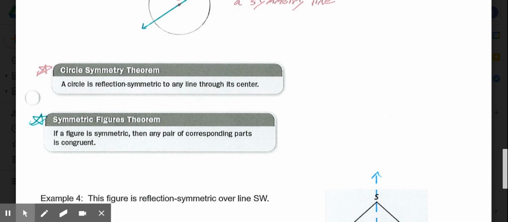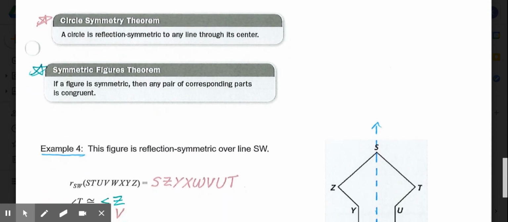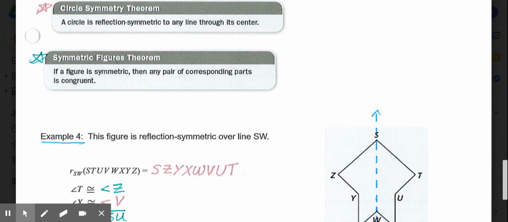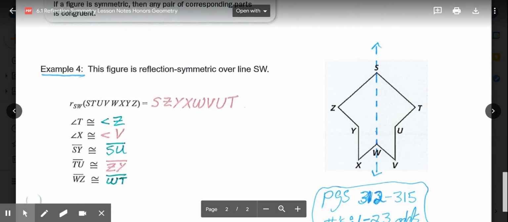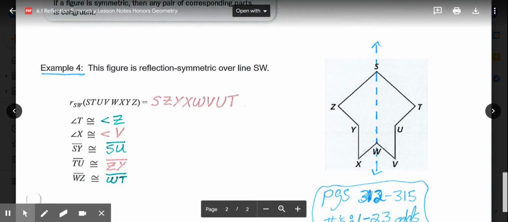And then we get into our last theorem for this lesson, which is the symmetric figures theorem. And this states, if a figure is symmetric, then any pair of corresponding parts is congruent. So similar to our CP-CF theorem. If a figure is symmetric, any pair of corresponding parts is congruent. And our corresponding parts would be the parts that match up over our symmetry line or line of reflection.